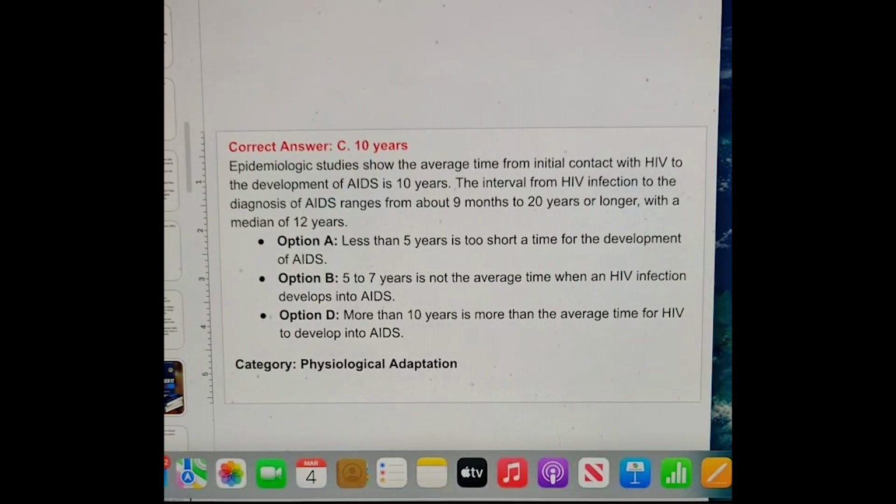And the answer is C. It is 10 years. Epidemiology, right? Studies show that the average time from initial contact with HIV to develop into AIDS is 10 years. The interval from HIV infection to diagnosis of AIDS ranges from 9 months to 20 years or longer, with a median of 10 years. That is physiological adaptation, which is the third largest section on the NCLEX exam.